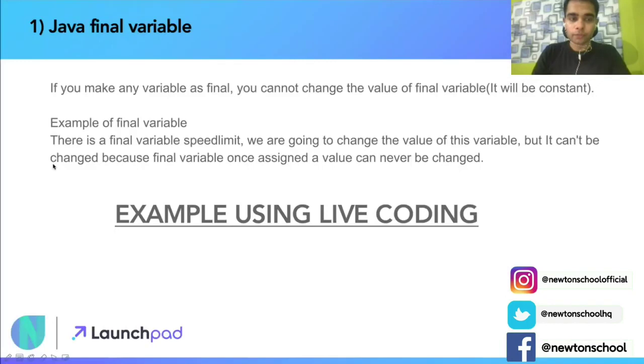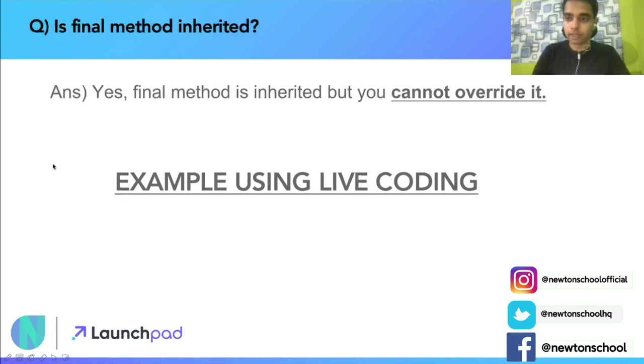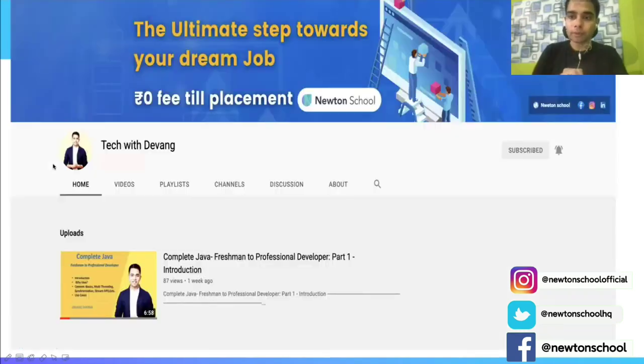So in this video, we have seen the example of Java final variable, Java final method, Java final class, and final method can be inherited, but you cannot override it. Hope you understand the importance of final keyword in Java and where it is used.